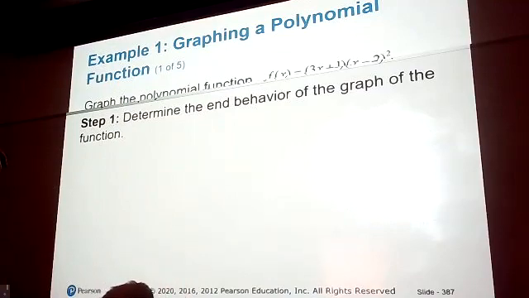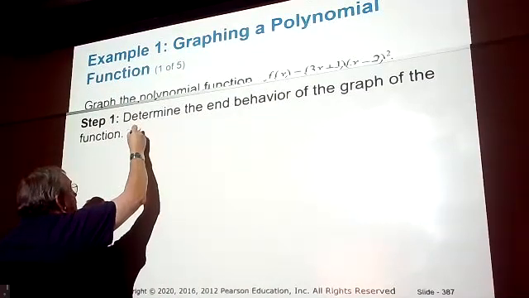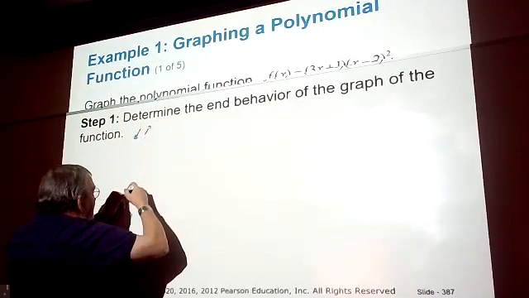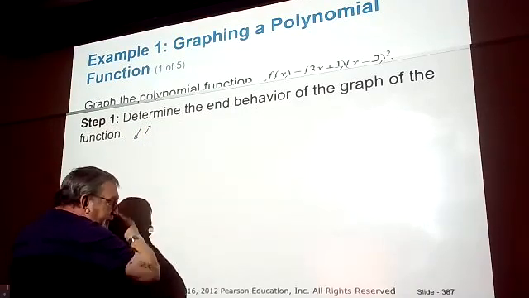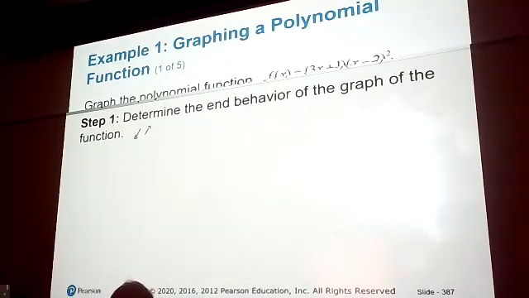Since my leading coefficient is going to be positive, because 3x times x squared gives us 3x to the third, my end behaviors will be down to the left and up to the right. Or as x goes to negative infinity, f of x goes to negative infinity, and as x goes to positive infinity, y goes to positive infinity. So I'm saying the same thing with those two arrows.